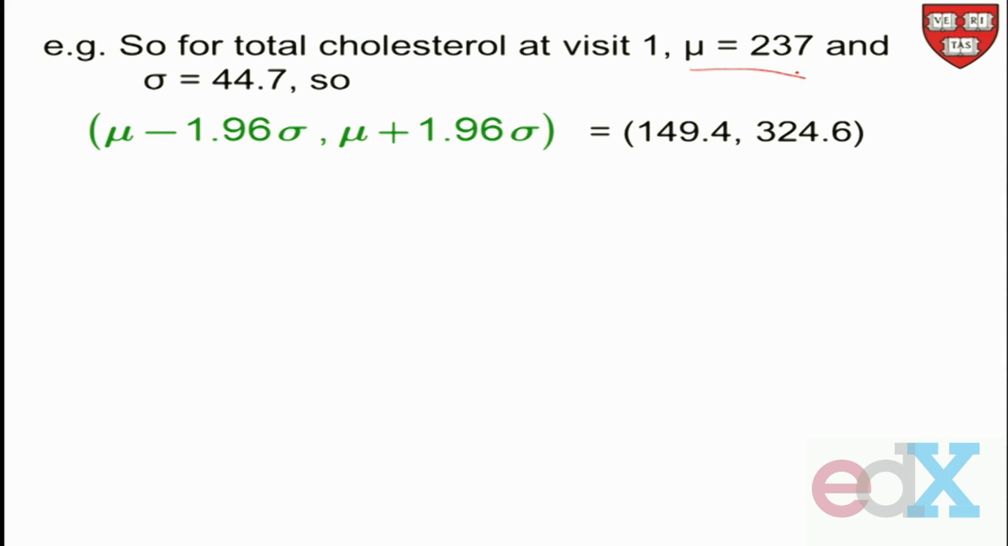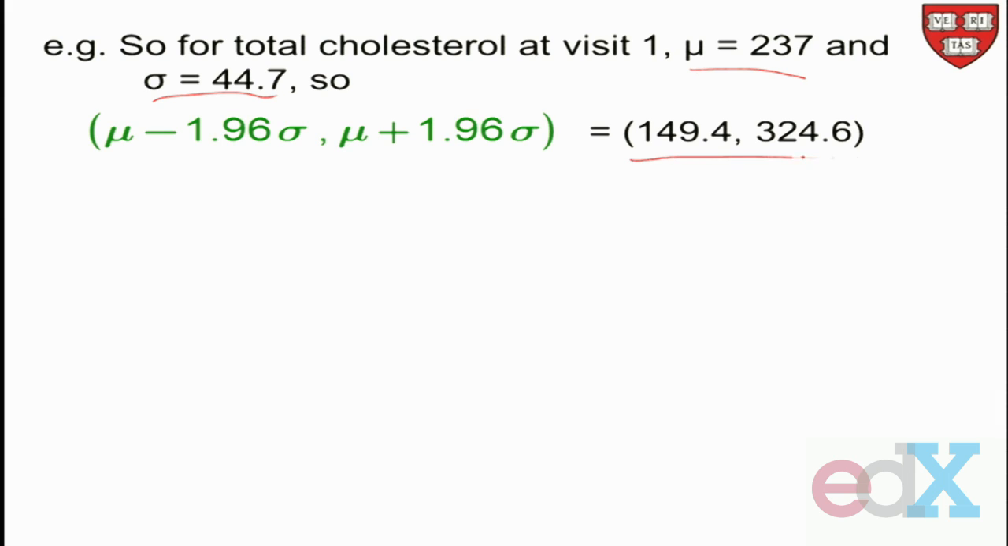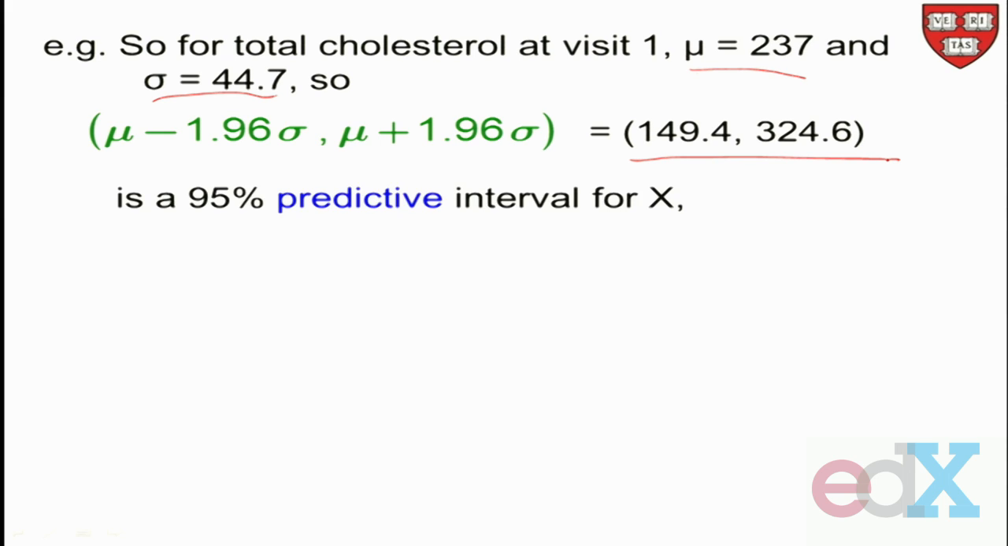So the mean of the population was 237. The standard deviation was 44.7. So we would predict that 95% of the time that we choose an individual from this population and calculate the total cholesterol level for that individual, we will get a value that's between 149.4 and 324.6. That's the 95% predictive interval.